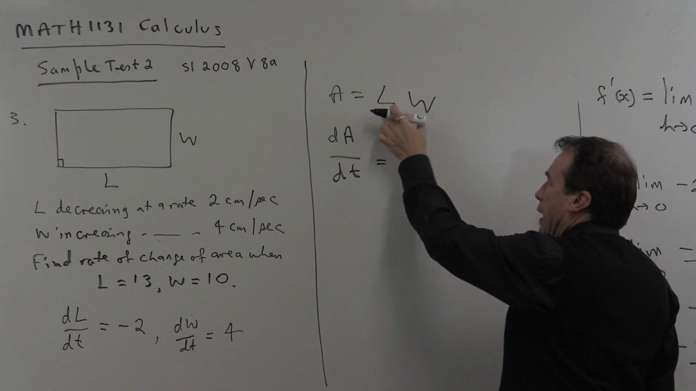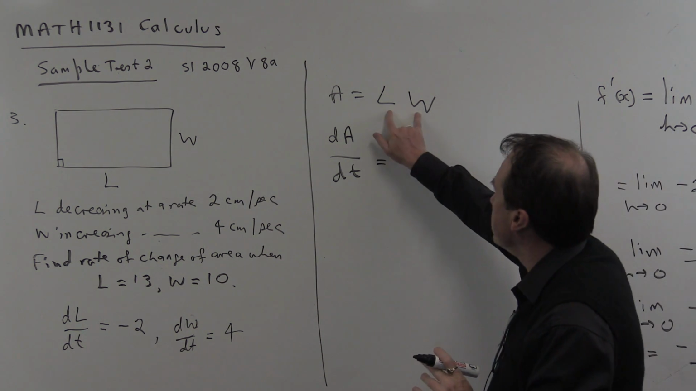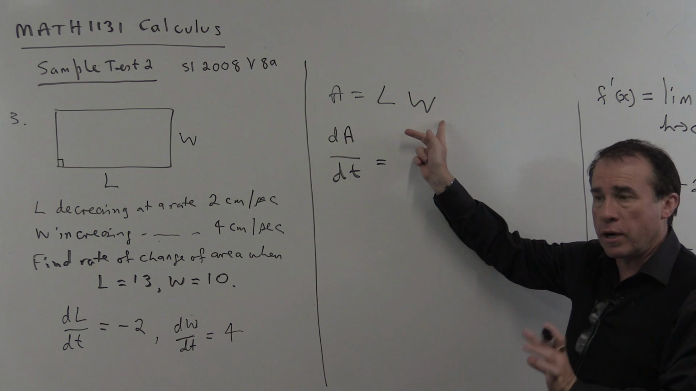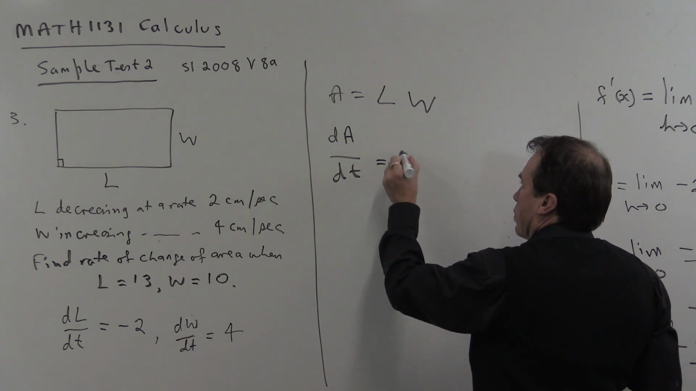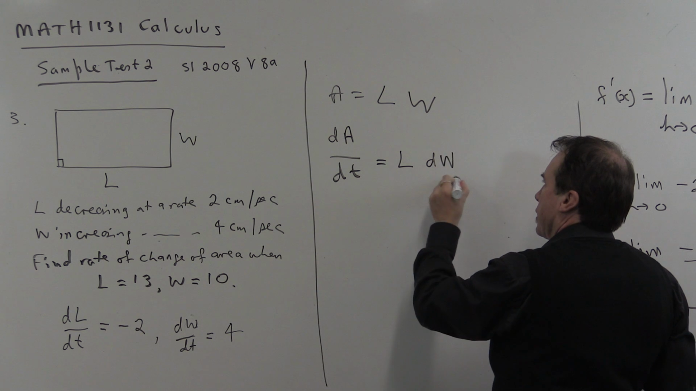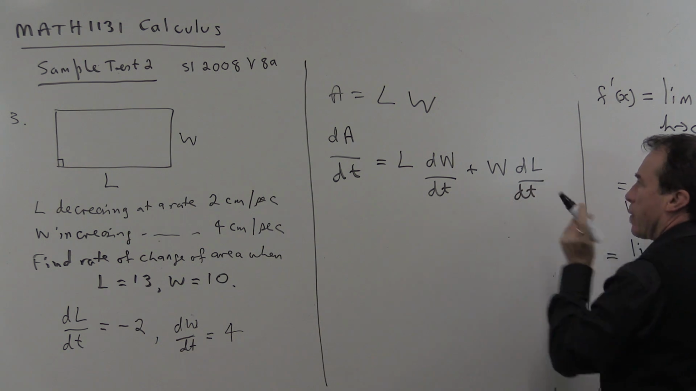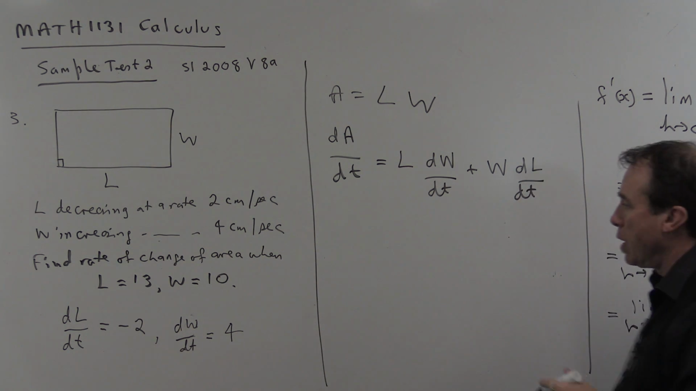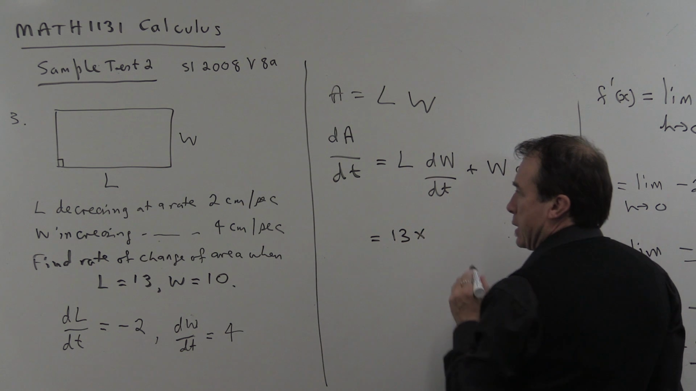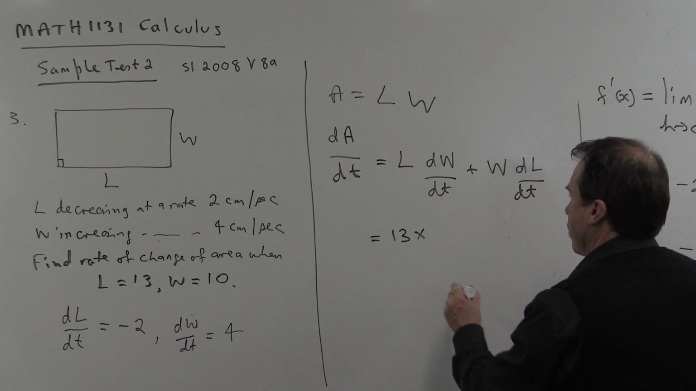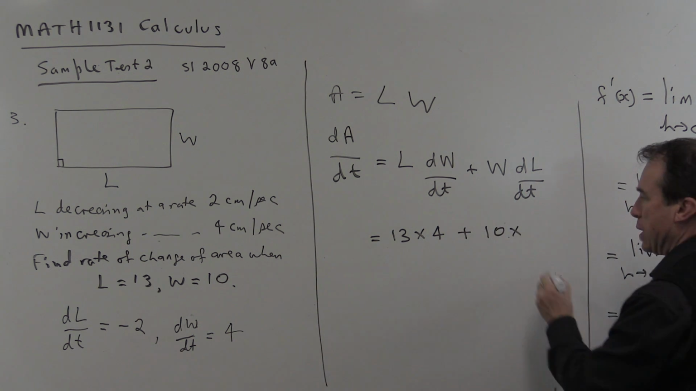Now remember that this L and this W are changing, and they're both functions of t. So when I go to differentiate this, I'm going to need to use the product rule. I've got a product of two functions, each functions of t. So product rule says copy the first, differentiate the second, plus copy the second, differentiate the first. So I just use the product rule. Now it's simply a matter of substituting in the various values. So L was 13, dW/dt we saw was 4, W was 10, and dL/dt was minus 2.